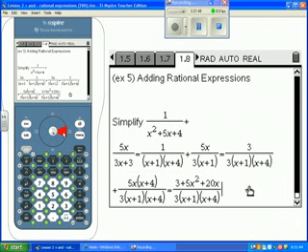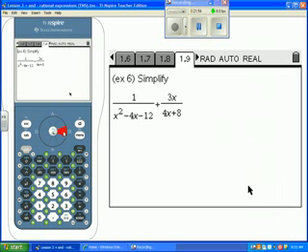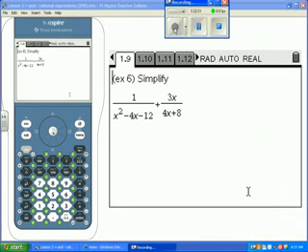All right. How are we doing? We're finding the common denominators, okay? A million pages left. Next page. Okay, simplify. So go ahead and find the common denominator, and then simplify it out, please.